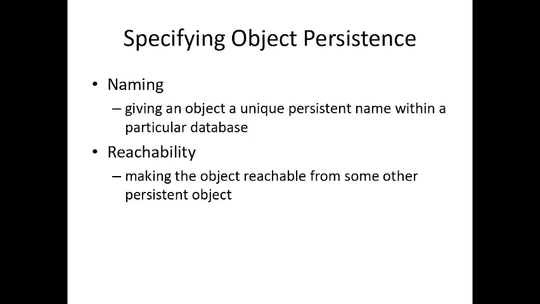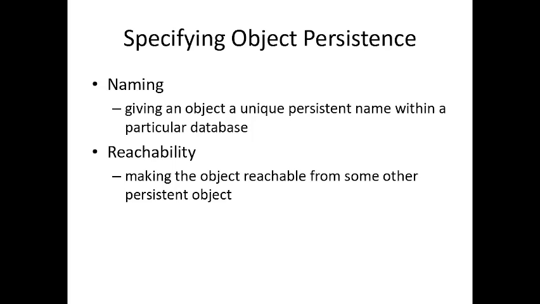So the naming mechanism involves giving an object a unique persistent name within a particular database. This persistent object name can be given by a specific statement or operation in the program. And the named persistent objects are used as entry points to the database through which users and applications can start their database access. It is not practical to give names to all objects in a large database that includes thousands of objects.